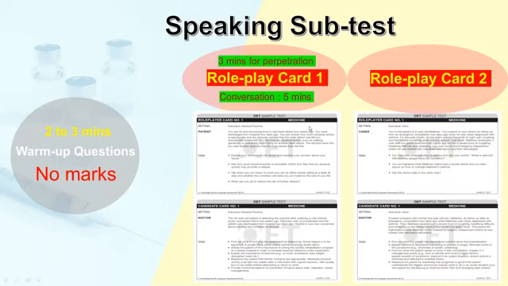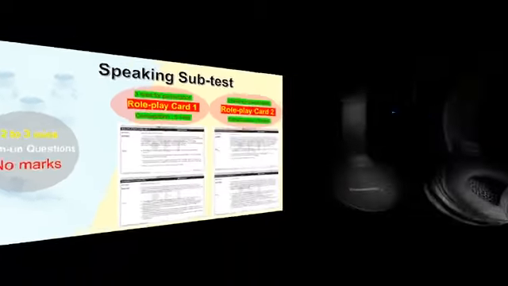After that, this cycle will continue again with another role play card, the second role play card, and again 3 minutes for preparation will be given at the start, and after that 5 minutes for conversation. And this is the end of this subtest.